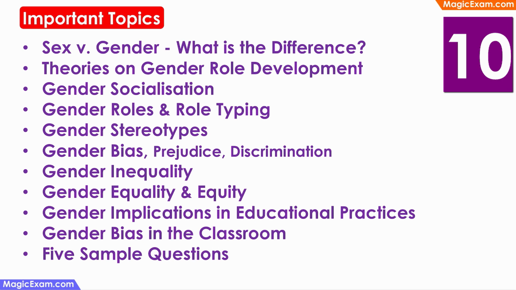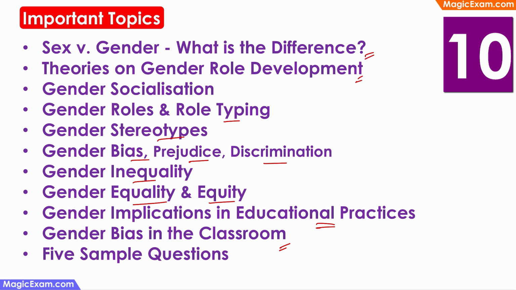We'll start with understanding what is sex and what is gender, and the difference between these two terms. We'll look at some theories on gender role development. We will talk about gender socialization, roles and role typing, stereotypes, bias, prejudice and discrimination, inequality, equality and equity, and gender implications in educational practices. We will also look at gender bias in the classroom. We will end this video by solving some sample questions from previous question papers.